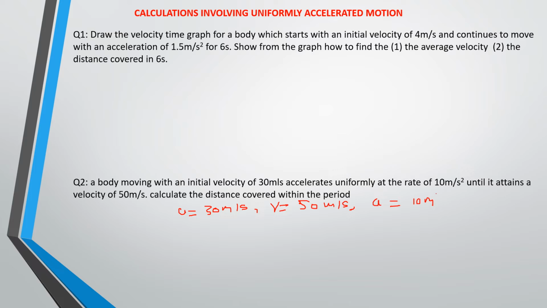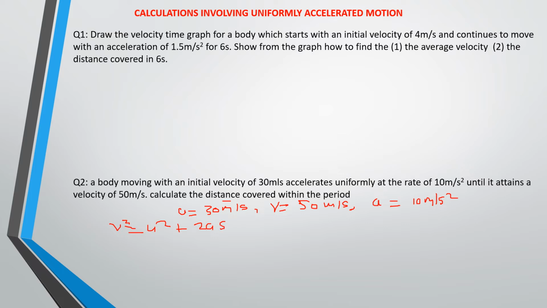meters per second squared. Now looking at what you are given, which equation of motion applies for you to find the distance? You see that it is the third equation of motion that will apply. The third equation of motion says v squared is equal to u squared plus 2as.